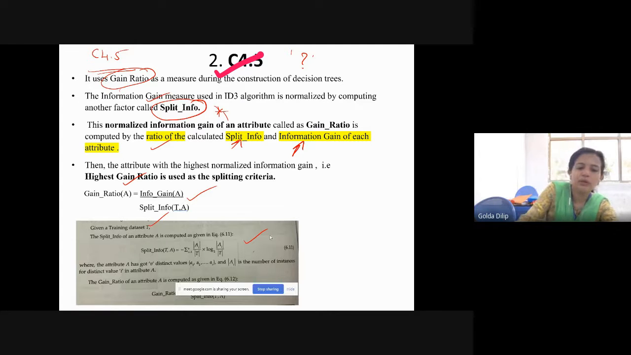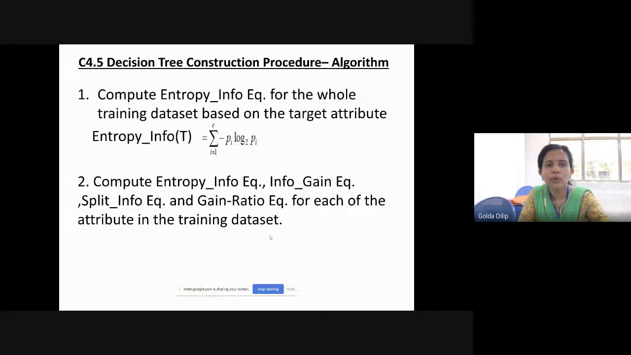We will look into that by working out an example, how you compute the split information. Make a note of the equation that is being given here. Okay, so now we'll do an example.